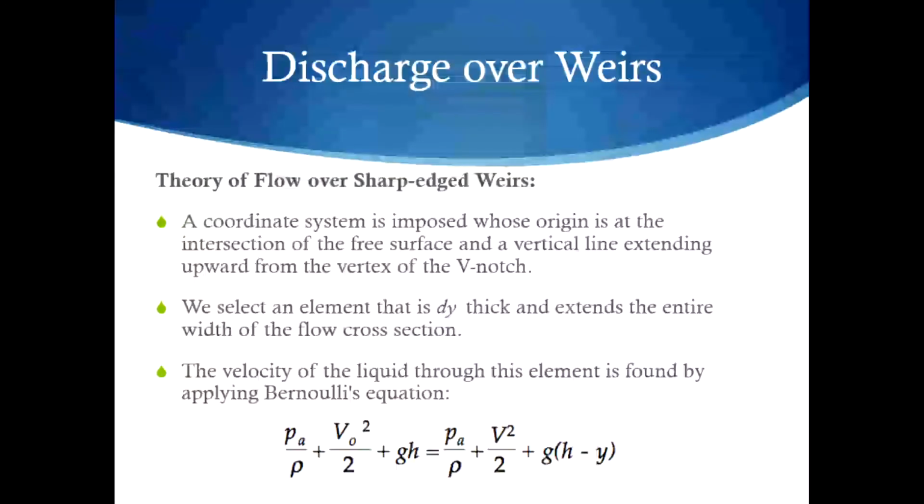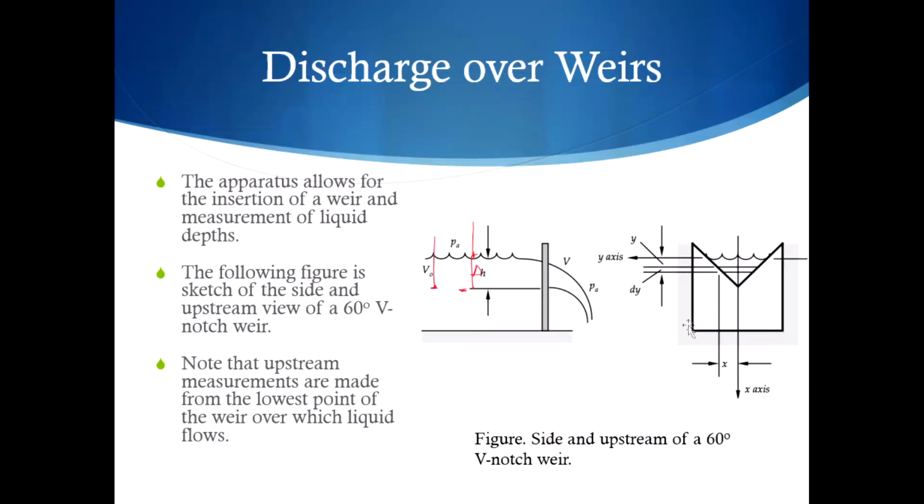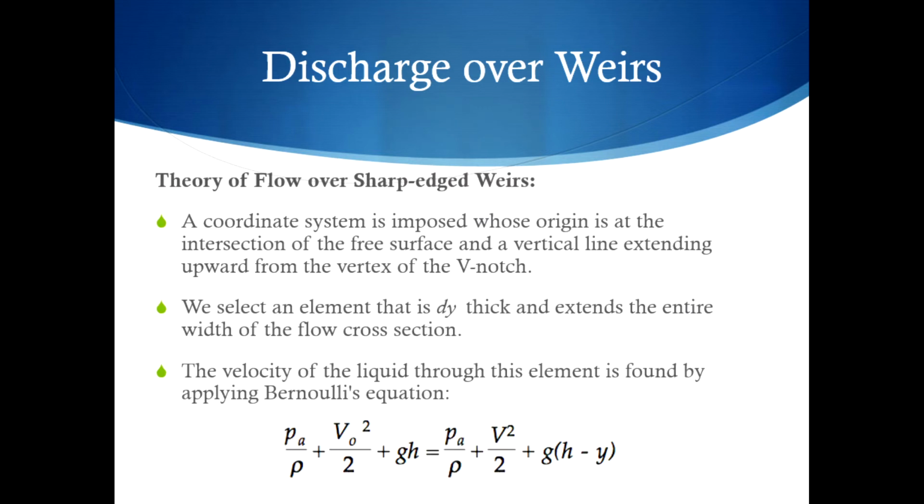We select an element that is dy thick and extends the entire width of the flow cross-section. So going back, we will select this dy that extends the whole cross-section area of the weir. This is the cross-section area we will be using to theoretically obtain the equation. The velocity of the liquid through this element is found by applying Bernoulli's equation. So we have here Bernoulli's equation.